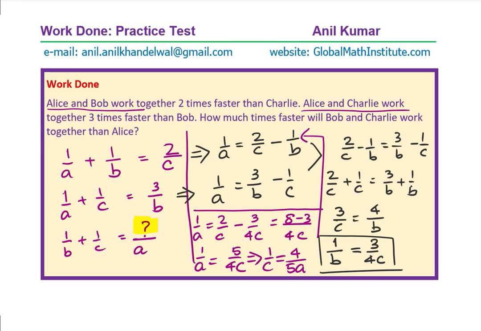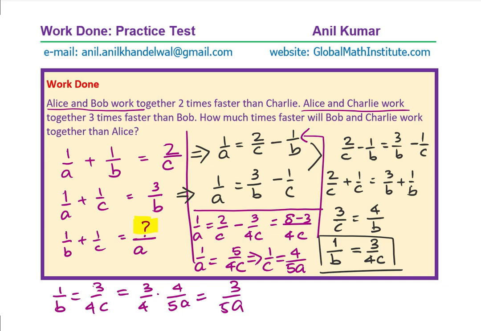Now if I know that 1 over c is 4 over 5a, I can find what 1 over b is, right? So 1 over b, which is equal to 3 over 4c, can now be written in terms of a. So I'm writing 3 over 4 times 1 over c, which is 4 over 5a, right? So which is 3 over 5a. So as you can see, we now know exactly what 1 over b is in terms of a and what 1 over c is in terms of a, correct?